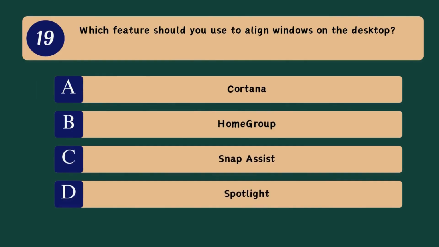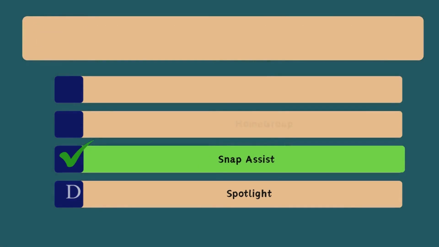Question 19. Which feature should you use to align windows on the desktop? A. Cortana. B. Home Group. C. Snap Assist. D. Spotlight. Correct answer: C. Snap Assist.